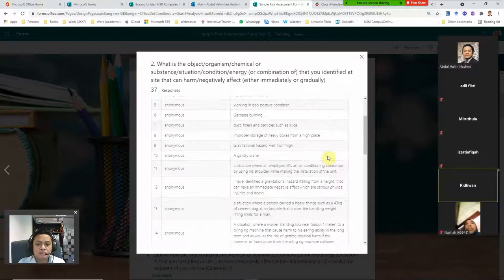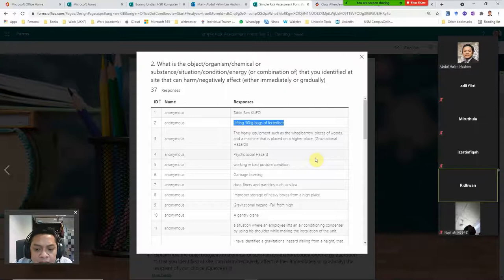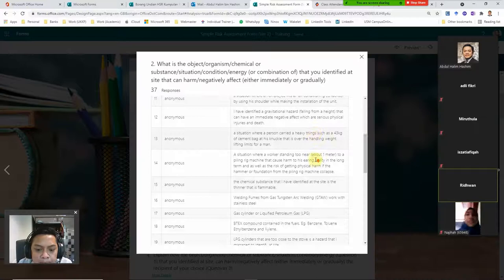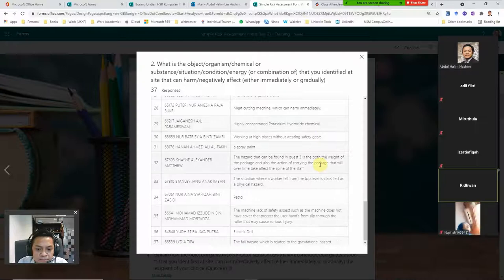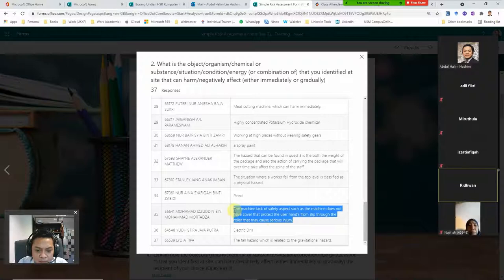Let me see if there are other examples of a wrong input. This one is wrong. Yeah, I hope you can see that. You put it as the machine lacks safety aspect, such as the machine does not have cover that protects the user's hand, and so on. Now that is wrong because I don't know what is the machine. You have to mention very specifically what is the machine. You don't have to mention what it's lacking, like doesn't have cover or you don't use PPE. That is a little part of the risk assessment, but you have to identify the object.